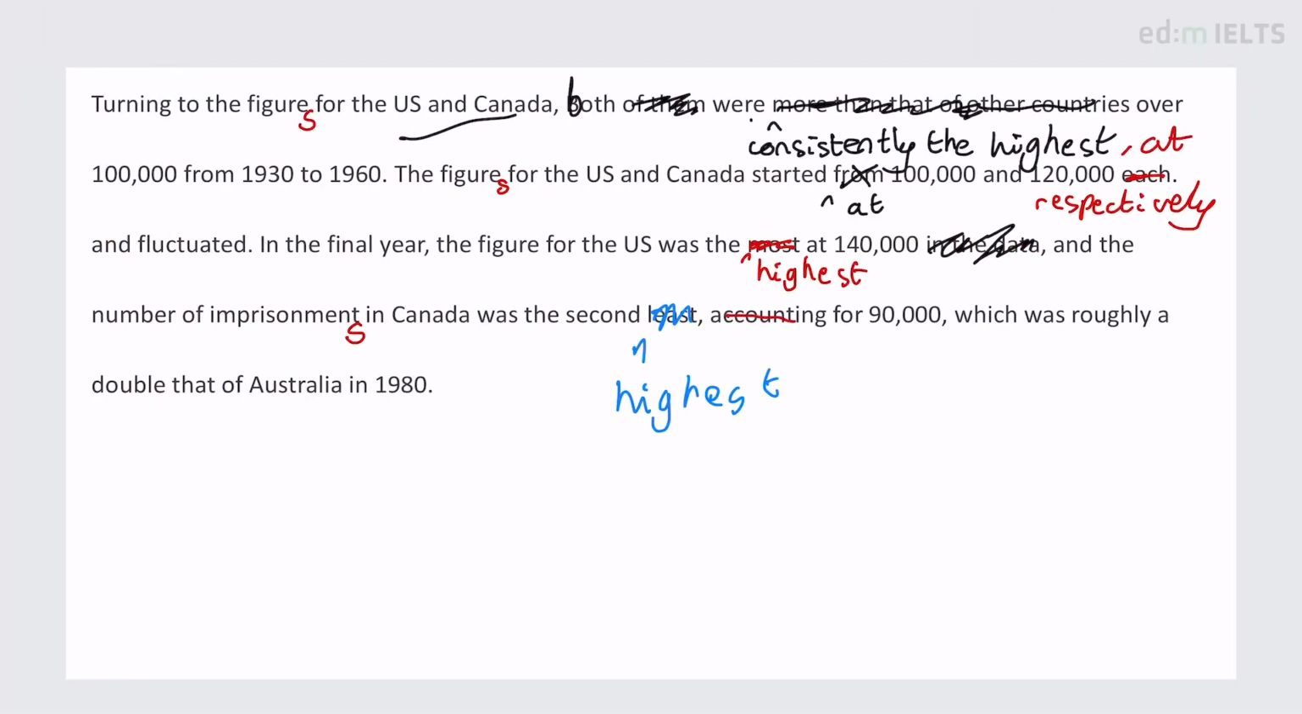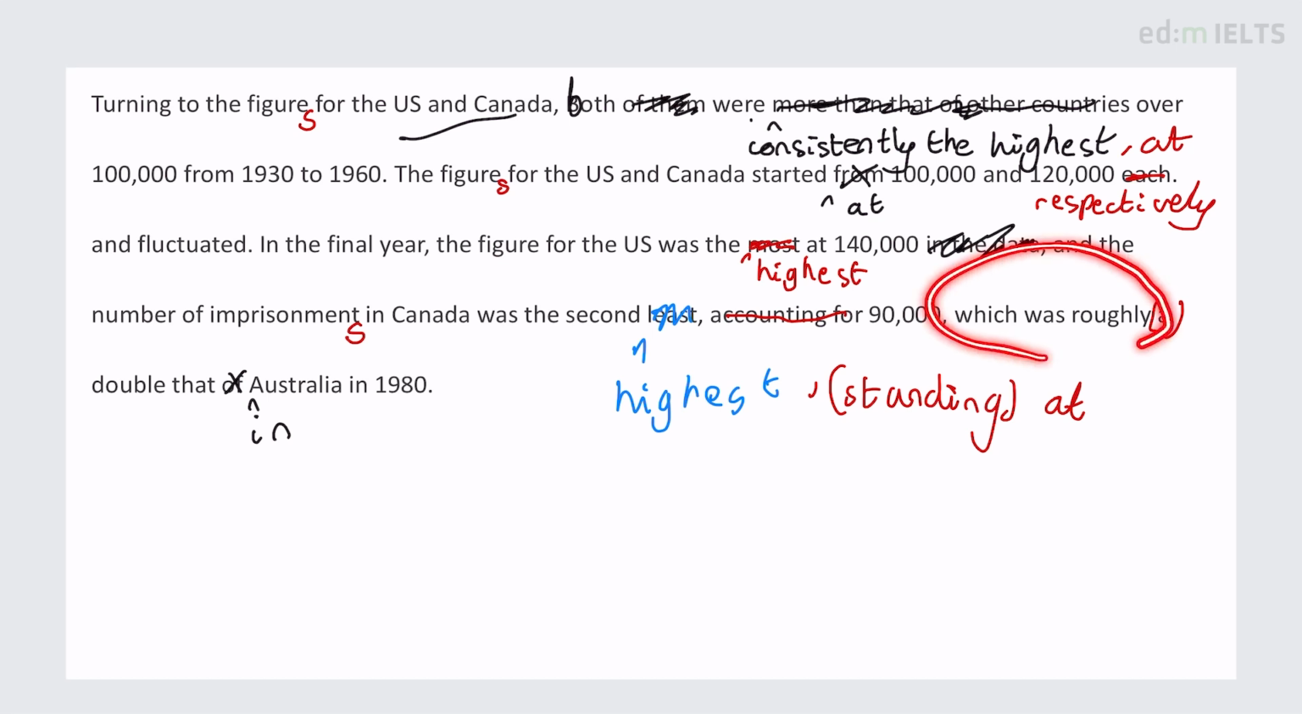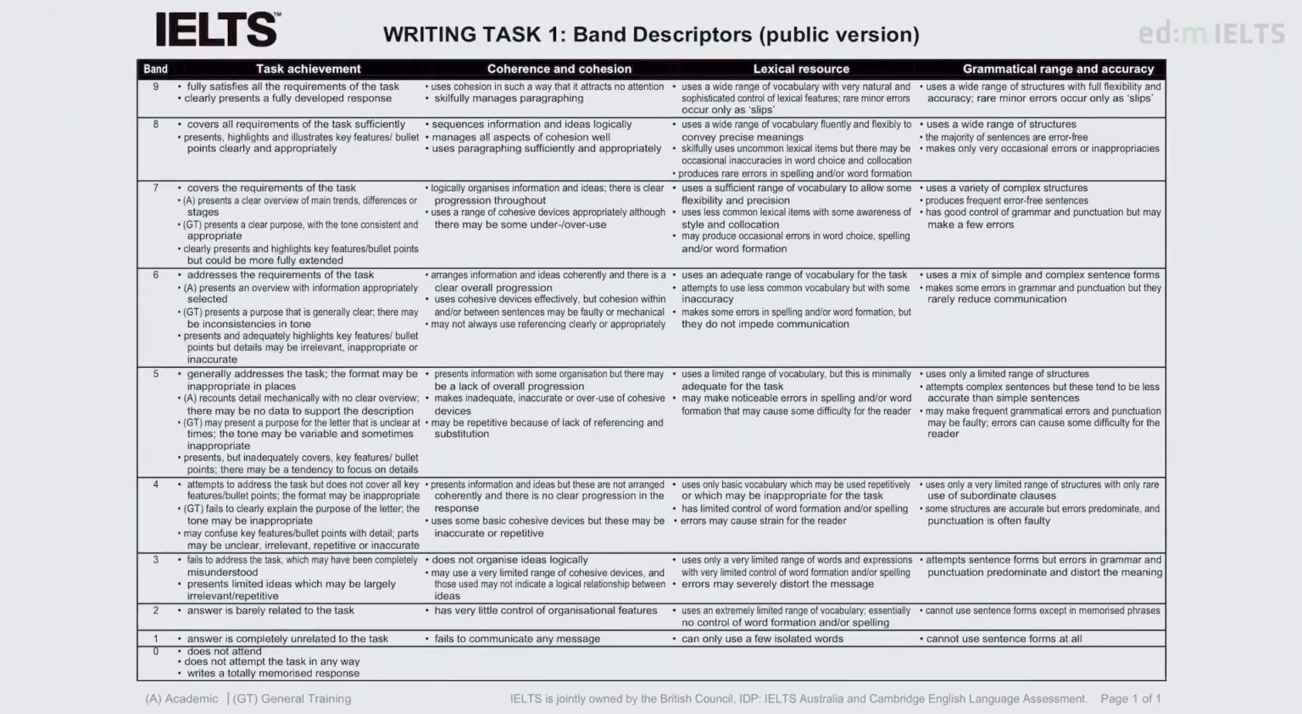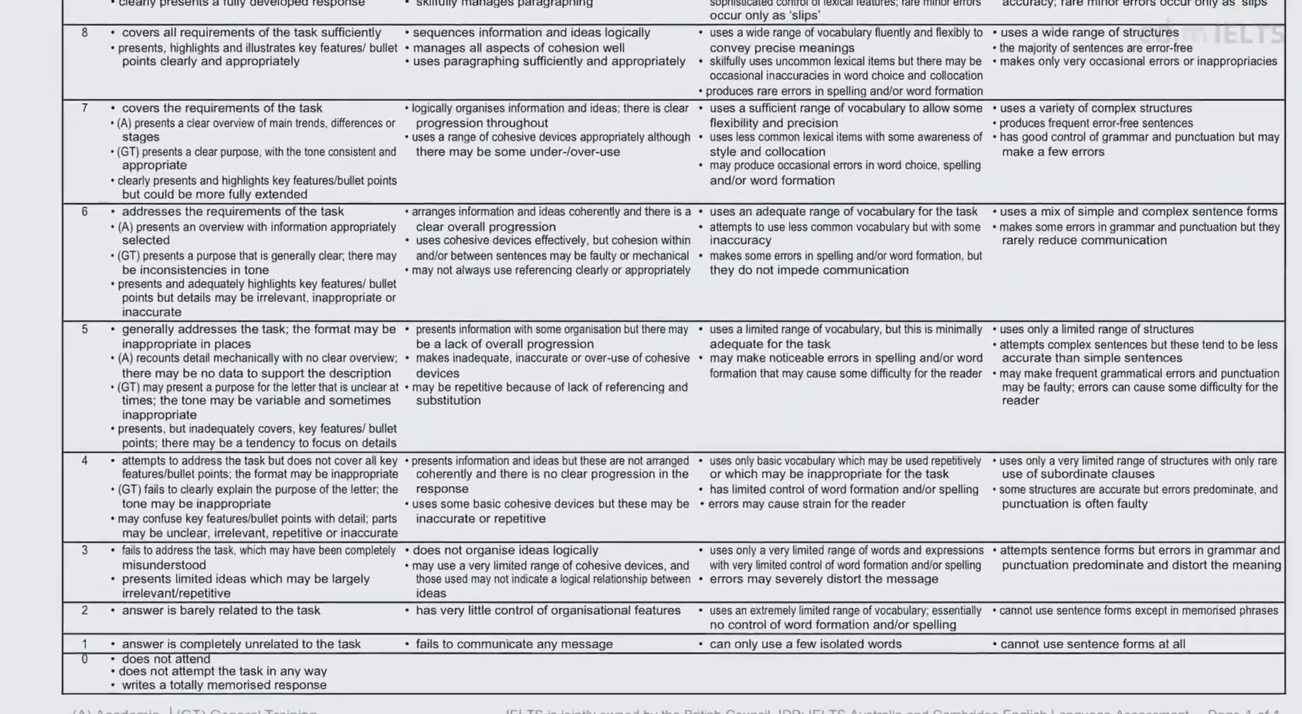Again, we have accounted for used incorrectly, so standing at, or just at 90,000, which was roughly double that of Australia in 1980. Yeah, maybe the number in Australia. Okay, so again, we've got a bit of over-reliance on certain expressions, as you can see. So what would I give this?